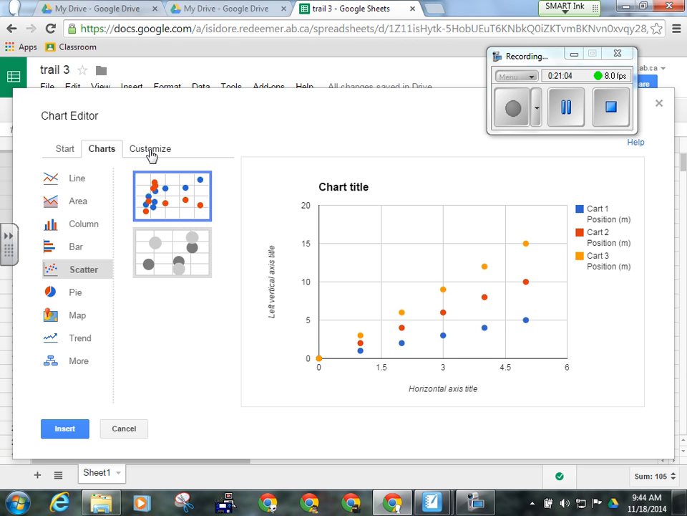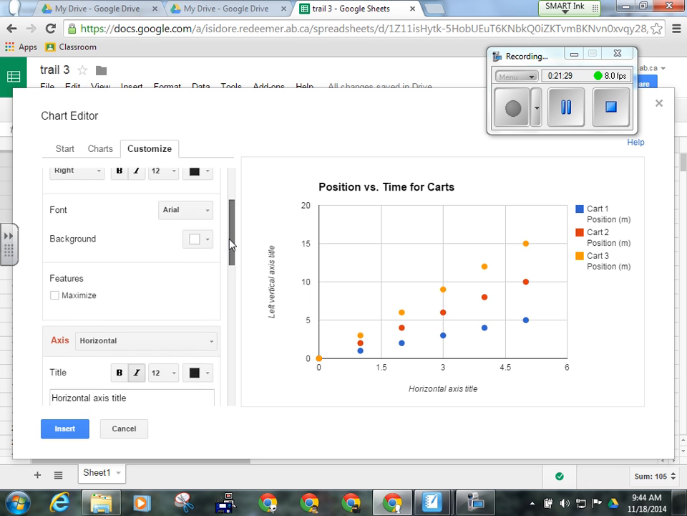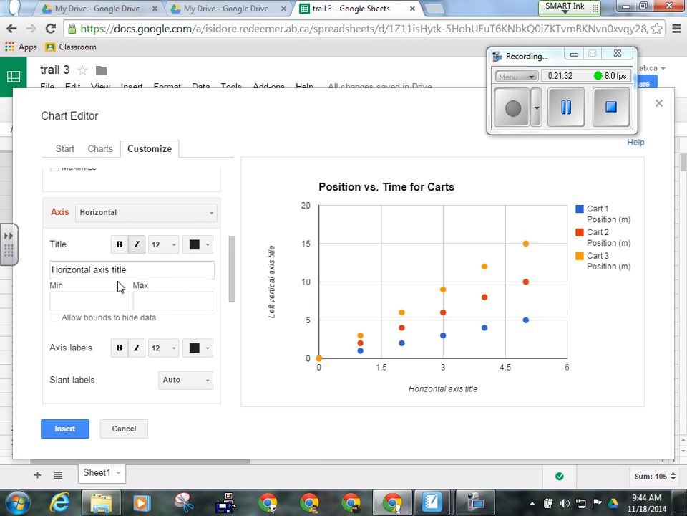And then we go to Customize, right? And we do all the same things we did before. We change the chart's title. The chart's title is going to be position versus time for carts or something like that. You don't necessarily have to be doing this along with me, guys, just as long as you're watching. Then we'll do the same thing for the horizontal axis. We'll call that time, and that's in seconds.